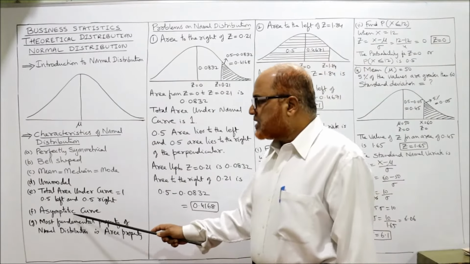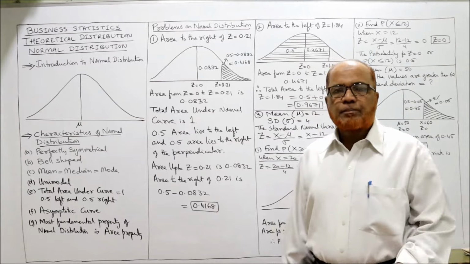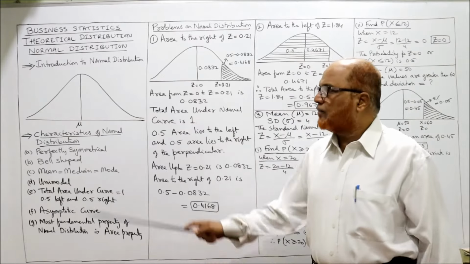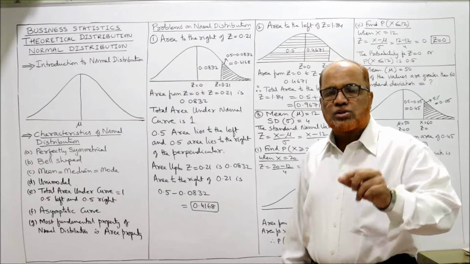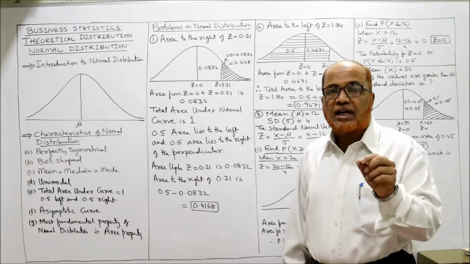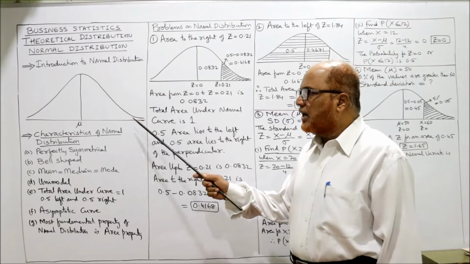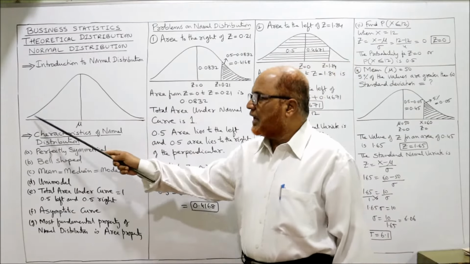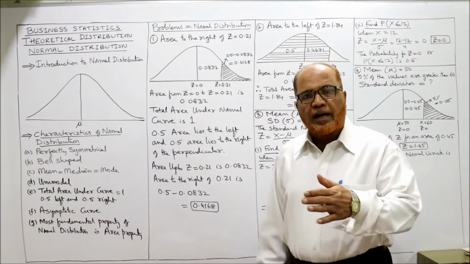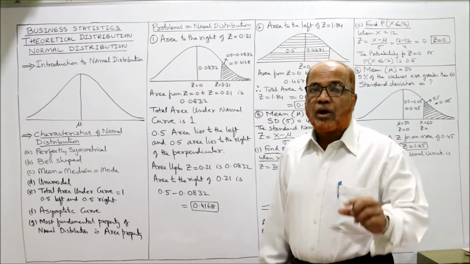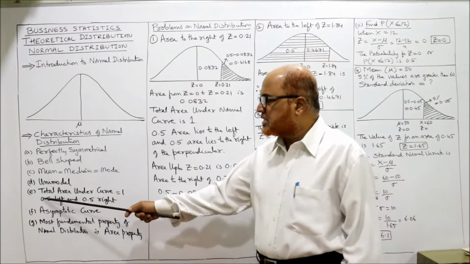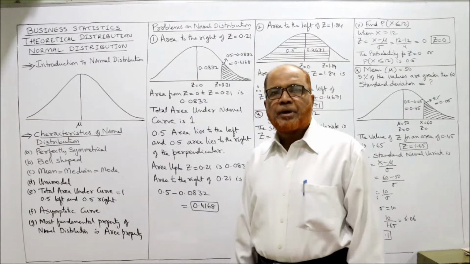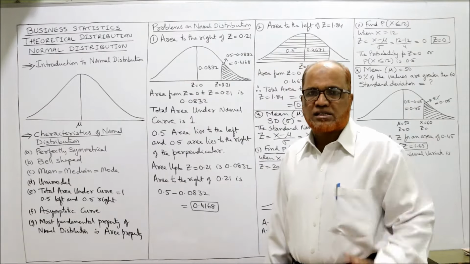Now, asymptotic curve. Asymptotic curve means the tail of this curve will come closer to the axis but never touch the axis. It will go indefinitely. This left tail and this right tail will go indefinitely, and without ever touching, will come closer. This property is called the asymptotic property, meaning the tail will never touch the axis.